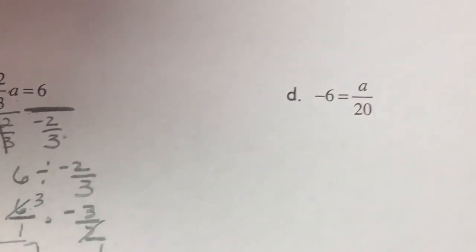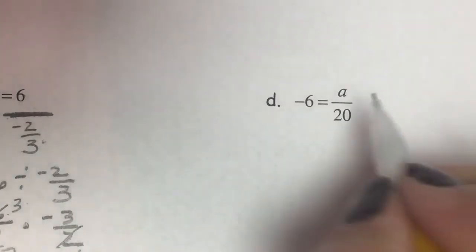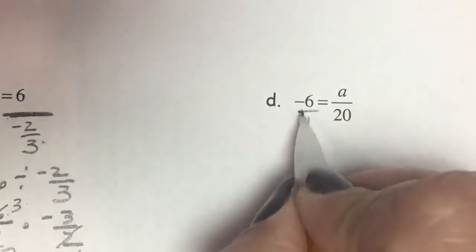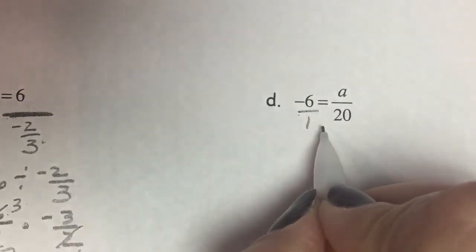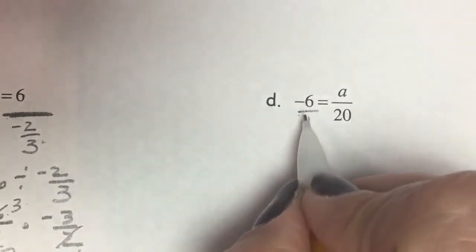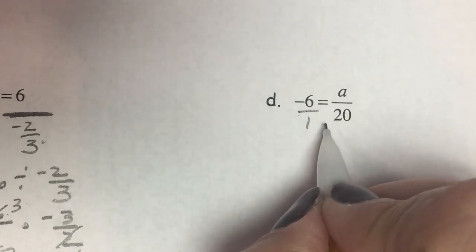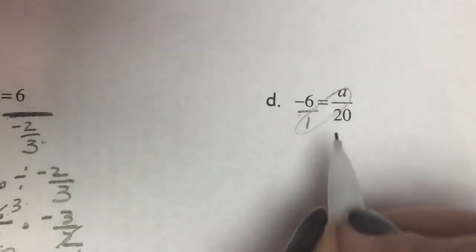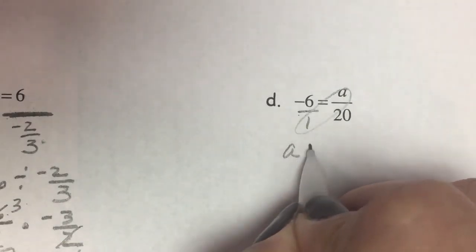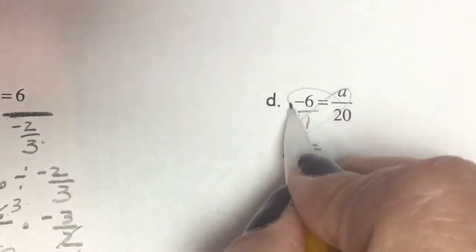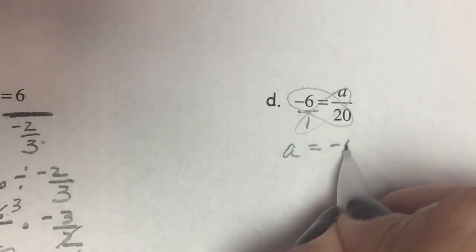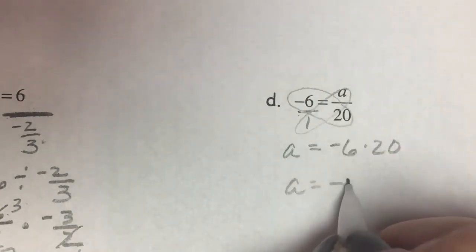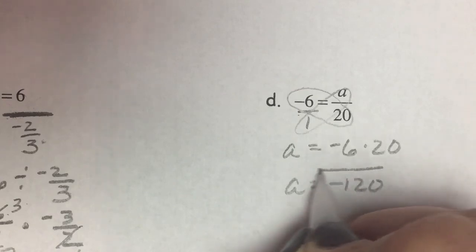All right, let's look at D. Now D, if I put a 1 under the 6, do you see where I'm looking at a proportion? So let's solve this using cross multiplication. If I cross multiply this way, I'm going to get 1 times A, which is A, is equal to, if I cross multiply this way, negative 6 times 20, which is negative 120.